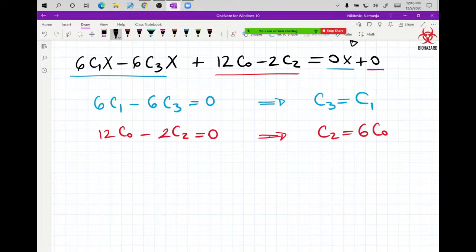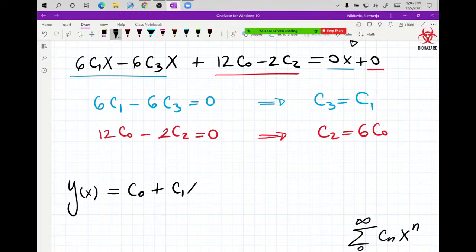Now we can start writing our y of x solution. Remember, my power series was the sum from 0 to infinity of cn x to the n. So I have c0 plus c1x plus c2x squared. You know what? I'm just going to write c3x to the 3 plus c4x to the 4 plus, and I'm just going to quit.